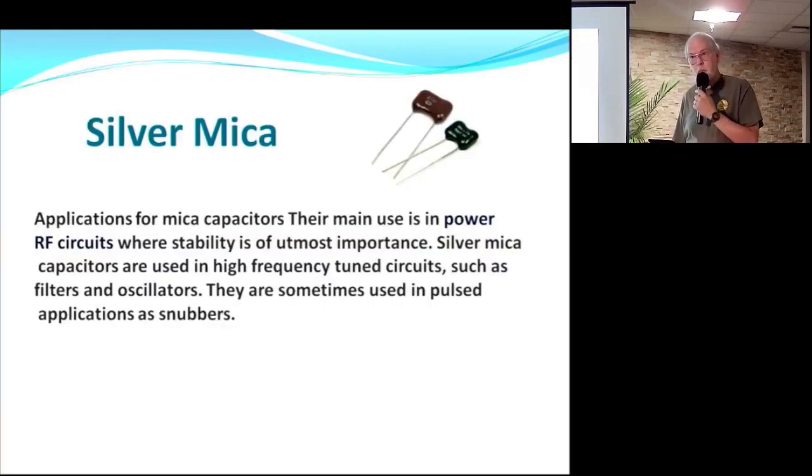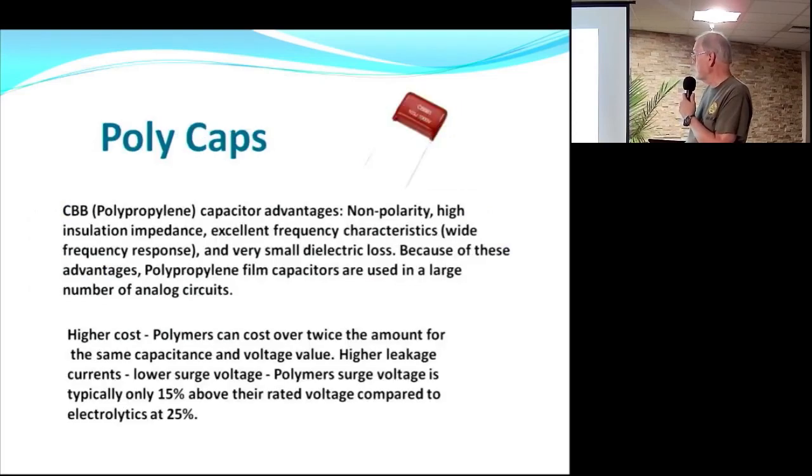Silver micas. Now, back 20 years ago, these things were the kings. You know, silver micas were expensive, but boy, were they stable. If you had a piece of Collins gear or something like that, the oscillator circuits, the circuits that were really critical, they would have a lot of silver micas in it. They are stable. You can get them with very low tolerance. They work quite well within their temperature range. And they are used in a lot of good applications.